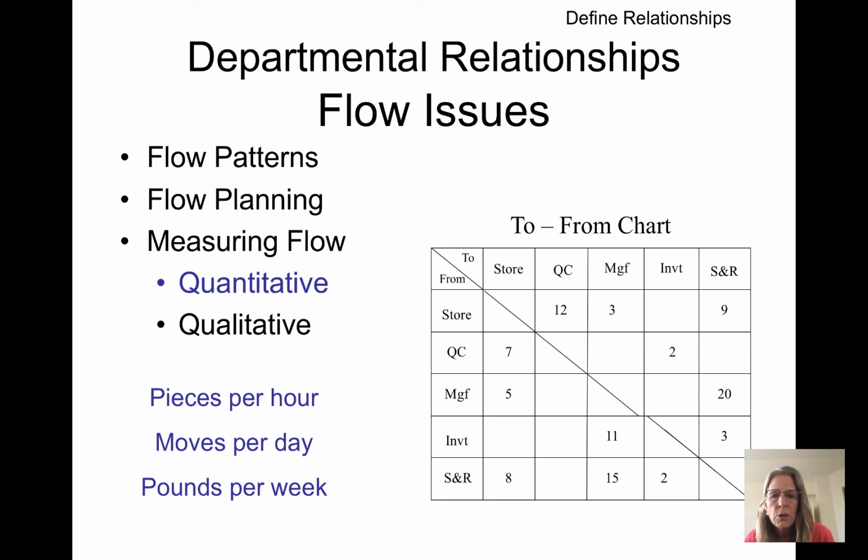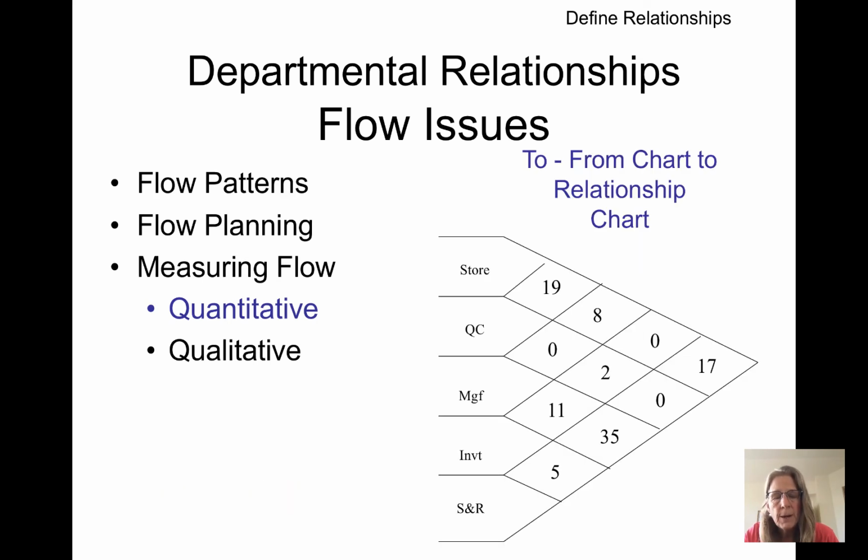So in the first row, you'll be looking at the move from the storage to quality control is 12 times a day. And then from storage to manufacturing is 3 times a day. And from storage to shipping and receiving is 9 times a day. Now on the other side, if you go from shipping and receiving to storage, it's 8 times a day. So this particular to-from chart is directional. It's not just the times between that. But we don't care at this particular moment, when we're looking at strength of relationships between departments, which way it's going, if it's going from storage to shipping and receiving or from shipping and receiving to storage.